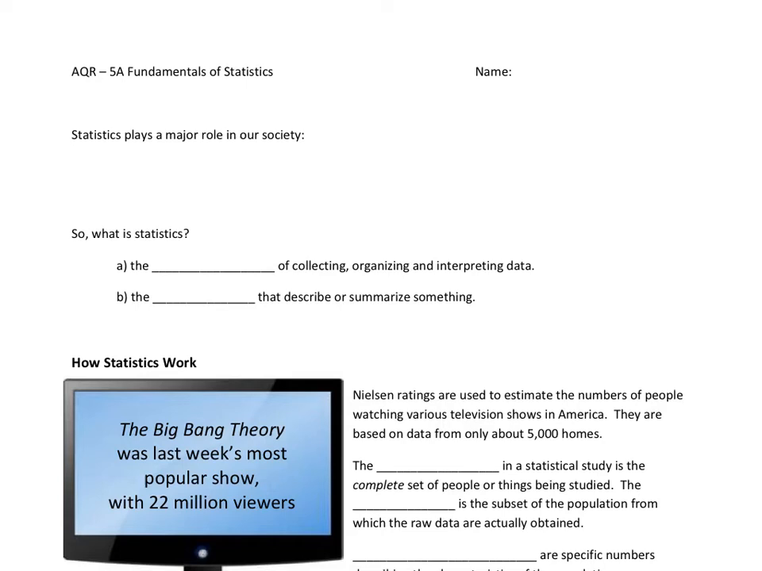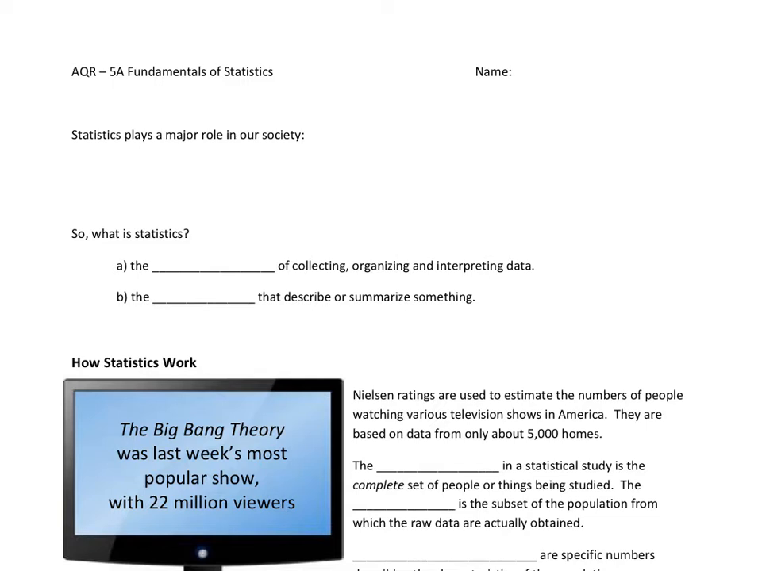Hello everybody and welcome to a lesson for Contemporary Math, Section 5A, Fundamentals of Statistics. In this lesson we will talk about statistics, how they work, how samples work, picking samples, what bias means. We will talk about different types of statistical studies and the placebo effect and blinding.